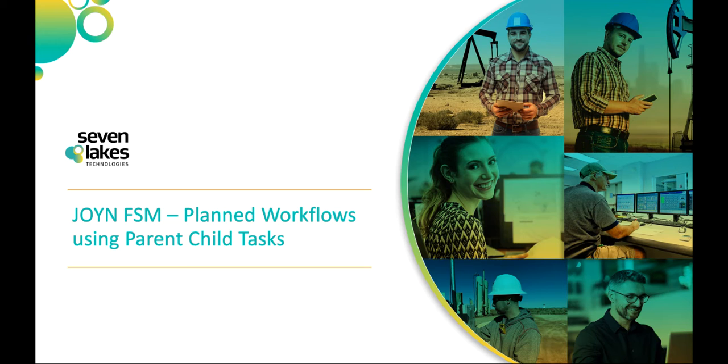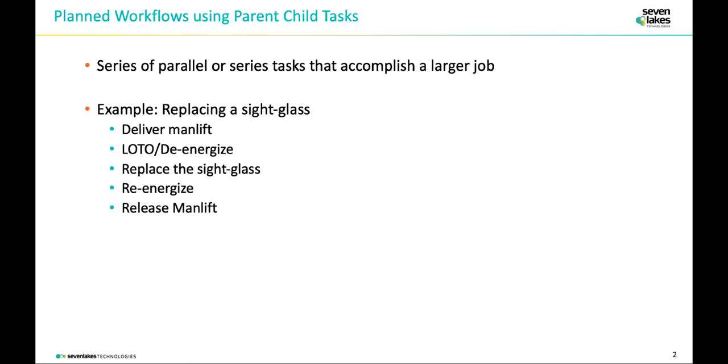Today we'll be discussing planned workflows using the parent-child tasks feature. This feature is primarily used when you have a series of parallel or series tasks that accomplish a larger job. For example, today's demo will be about replacing a sightglass, where step number 1 will be delivering a manlift, followed by a lockout tag out or de-energizing of the system, then actually replacing the sightglass, followed by re-energizing the system, and then releasing the manlift.